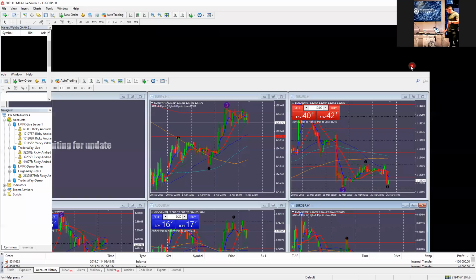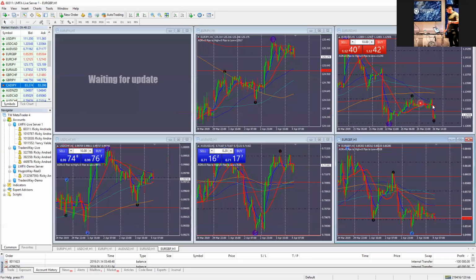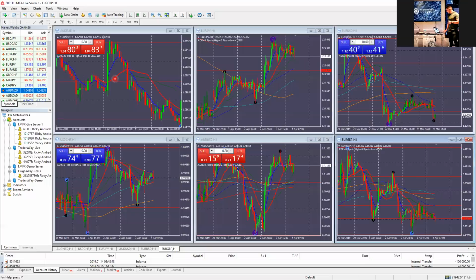Okay, so back here, let's see what other things we have. Euro USD is looking to be going up. By the way, you guys don't see any trades going on here because I'm not trading on this account. I'm trading on other multiple accounts that I'm using. But let's see.